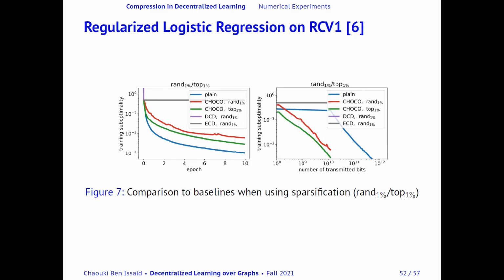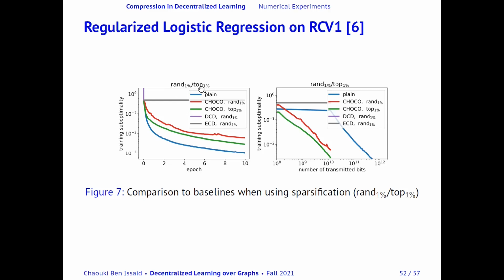In both plots, SPARQ-SGD performance is compared to plain, which refers to vanilla decentralized SGD, and also to two decentralized SGD-based algorithms with compression: difference compression decentralized SGD, DCD, and extrapolation compression decentralized SGD, known also as ECD. For the three algorithms, two types of compression are used, rand 1% and top 1%.